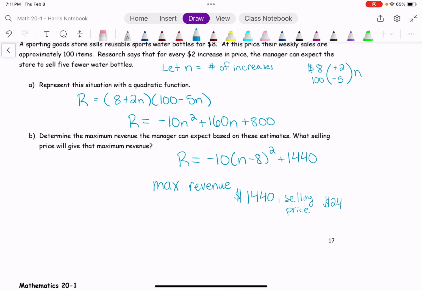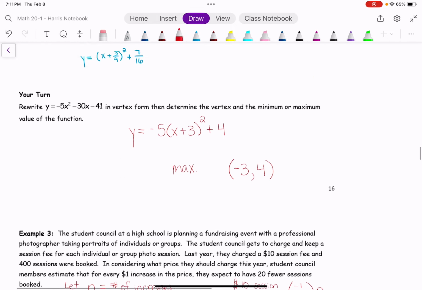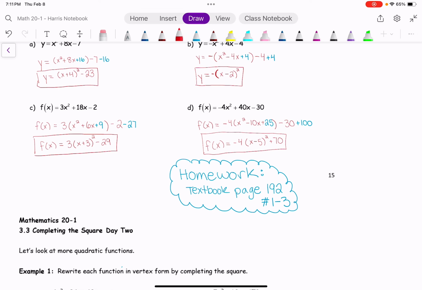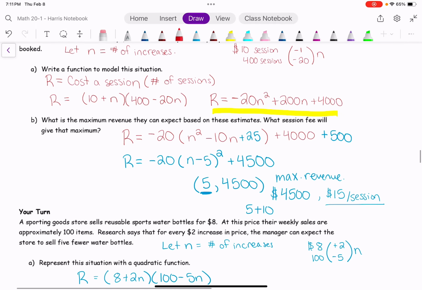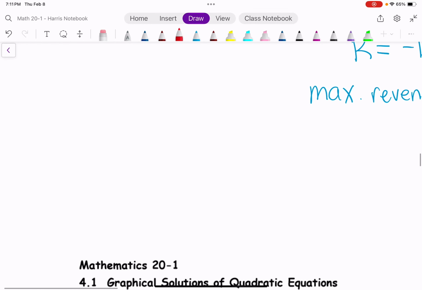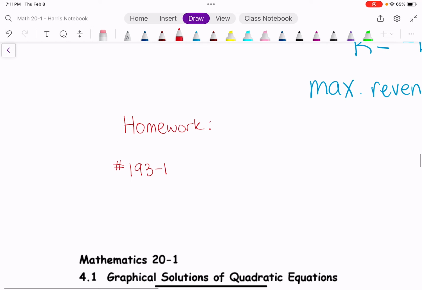If that's something that you struggled with or didn't get, when I come back on Monday, we're going to go over lots of things again. I would like to make sure that you go over your homework of basic completing the square. So that's textbook page 192, numbers 1 to 3. And your homework for today is going to be textbook pages 193 to 195, numbers 4, 6, 7, 8, 12C, 14, 18, and 19.